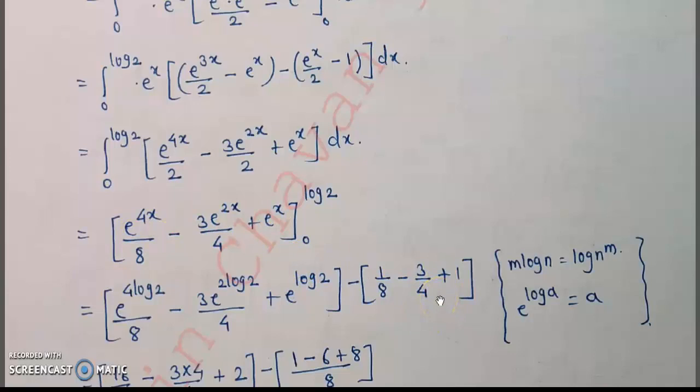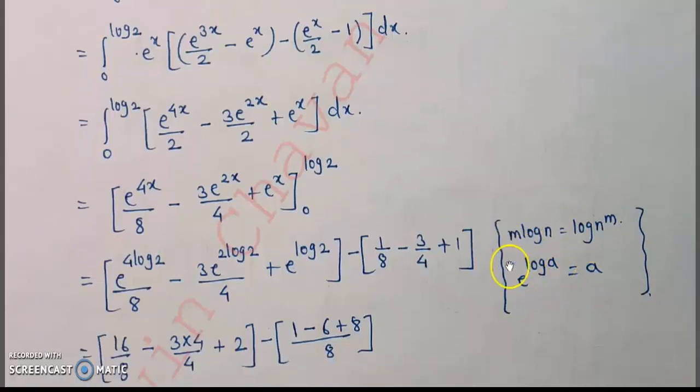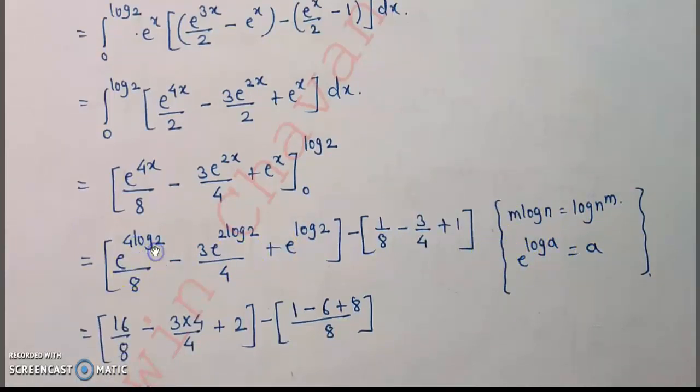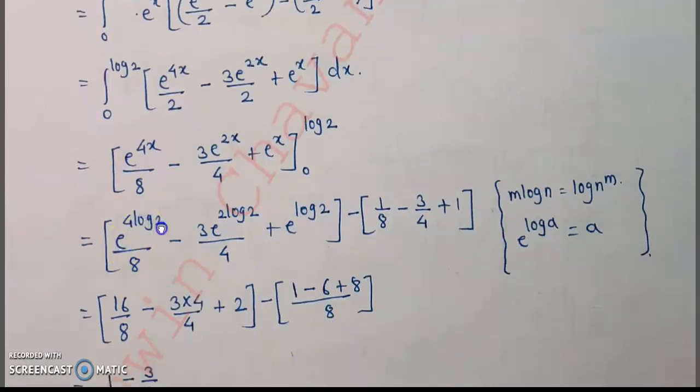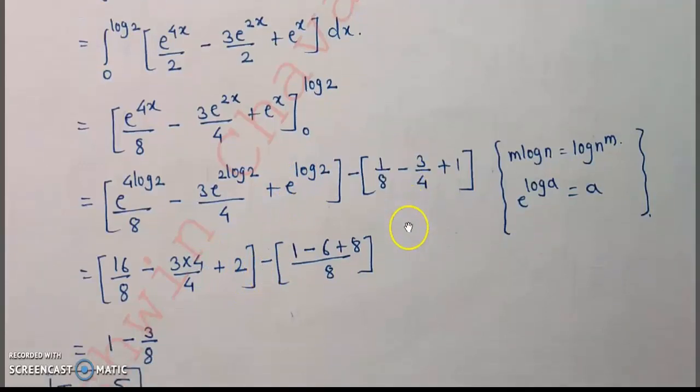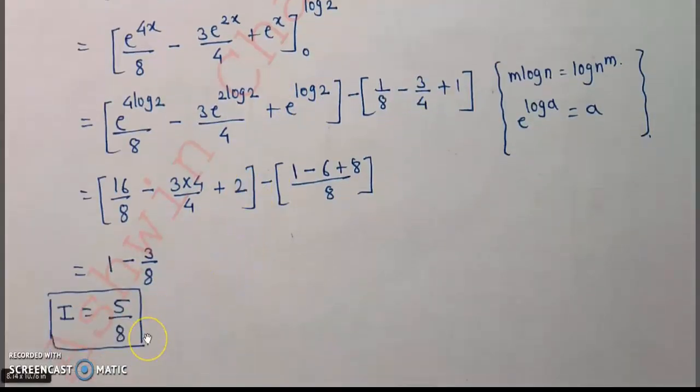Okay. Now two properties of log, that is m log n can be written as log of n raised to m. This m goes as power of n, and further e raised to log a is a. Okay. So definitely e raised to 4 log 2 can be written as e raised to log of 2 raised to 4, and using second property e raised to log of 2 raised to 4 is only 2 raised to 4, that's why 16. Similarly 3 by 4 as it is, e raised to 2 log 2 can be written as e raised to log 2 square, and that is only 2 square, that is 4, plus e raised to log 2 is 2 only, minus lower limit value. So if we simplify this constant, we get 5 by 8.